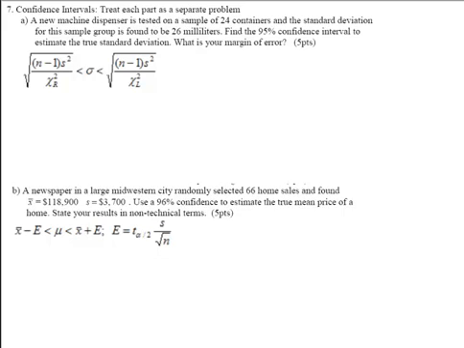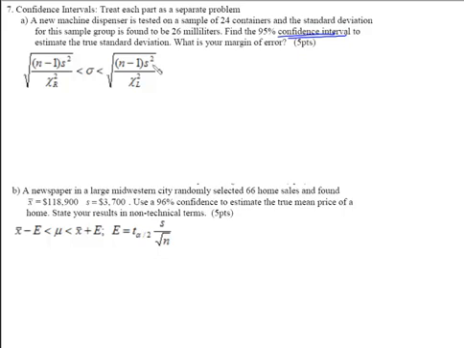Number 7, we're looking for confidence intervals. Part A, a new machine dispenser is tested on a sample of 24 containers, and the standard deviation for the sample group is 26 milliliters. Find a 95% confidence interval to estimate the true standard deviation. So we're looking for a confidence interval here, and this is our formula for a confidence interval.